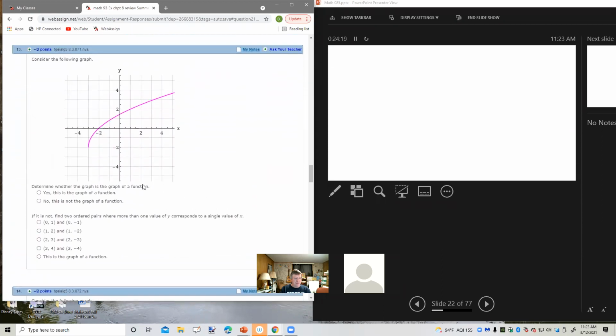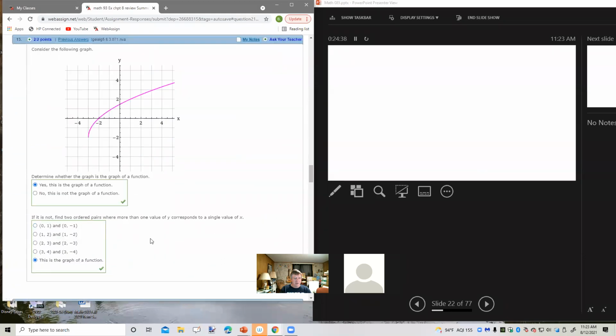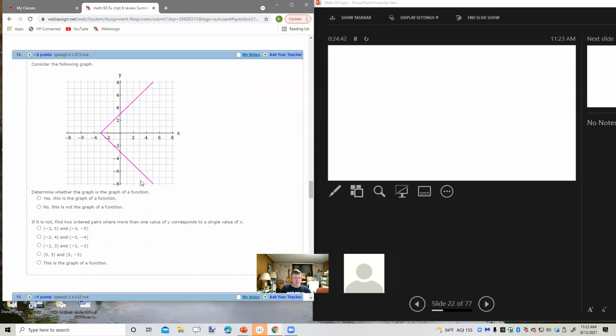Consider the following graph. Determine whether the graph is a graph of a function. Does it pass the vertical line test? Yes, it does. For each input, there's just one output. So yes, this is the graph of a function. If we had a picture, well, here's an example, okay? This one is not a function. It fails the vertical line test.